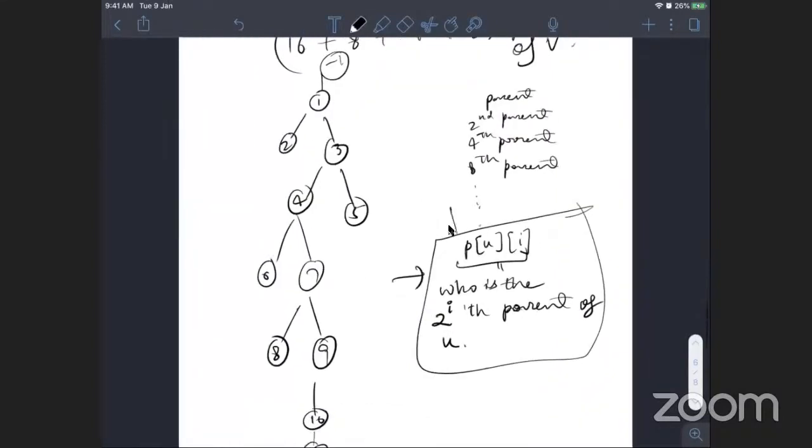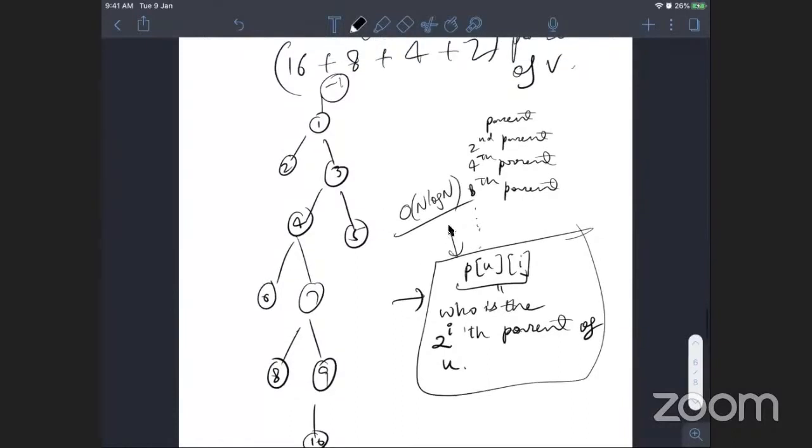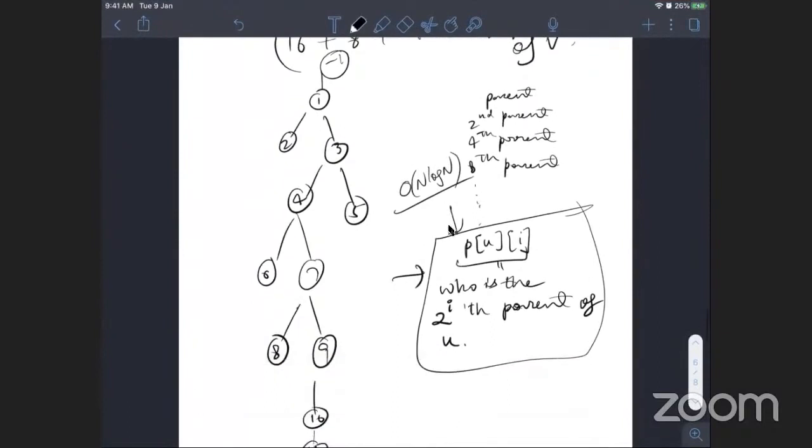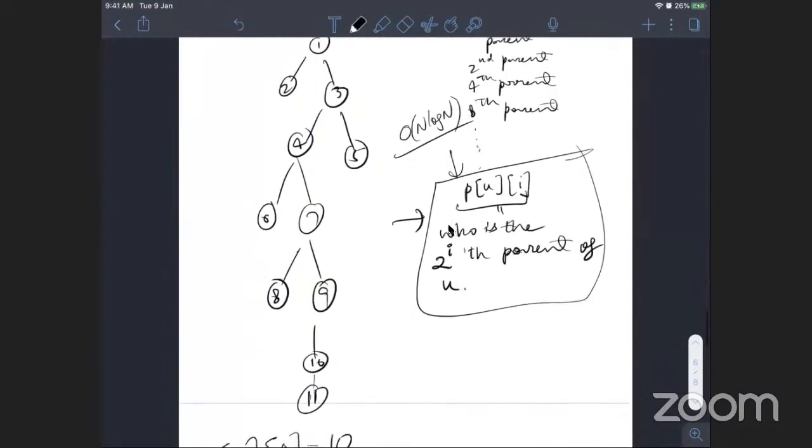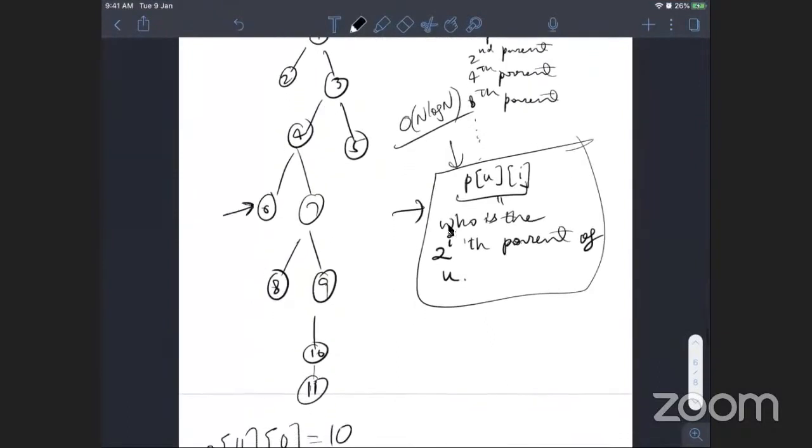Forget about how we construct this, but I will explain later that we can construct this entire array in n log n time, once we have done the first DFS. Once you have this array, the idea is, let's say you are doing a lowest common ancestor of 6 and 11.